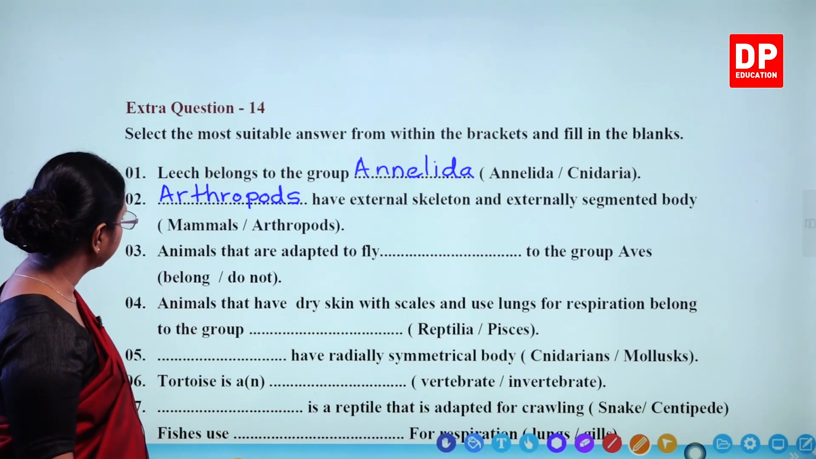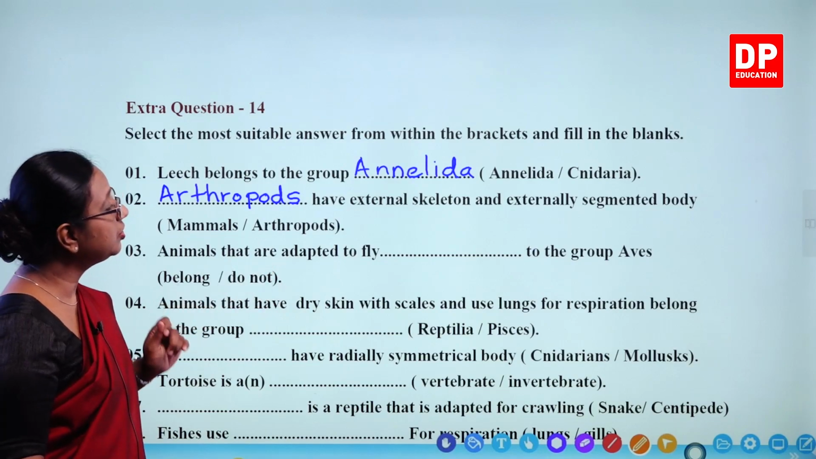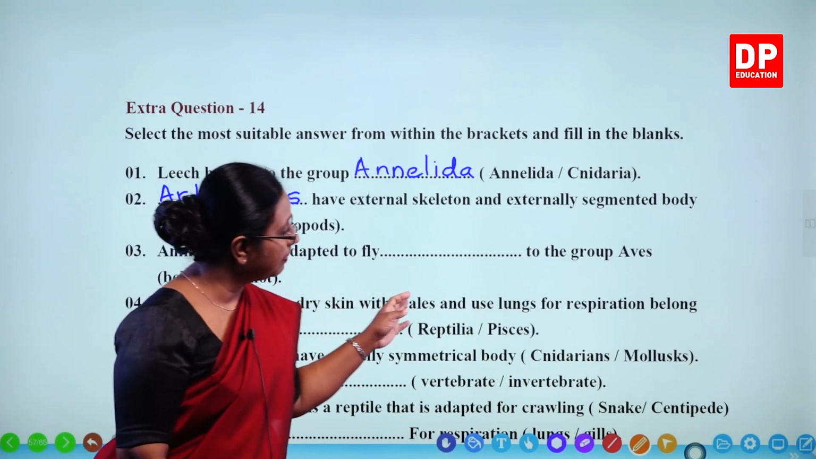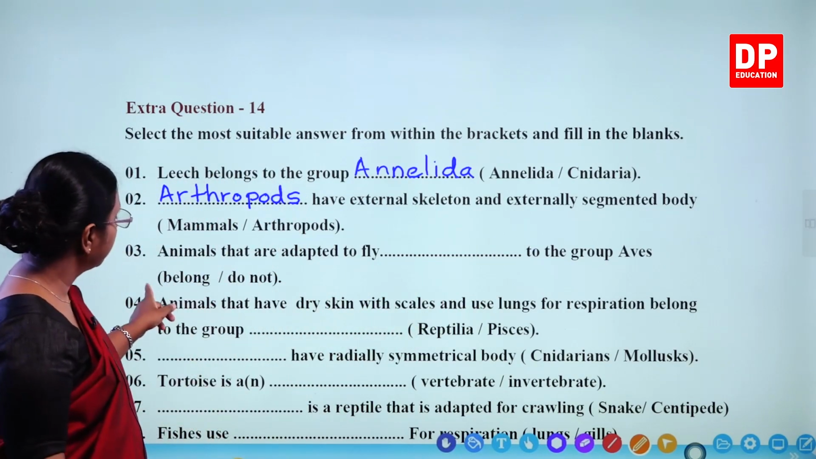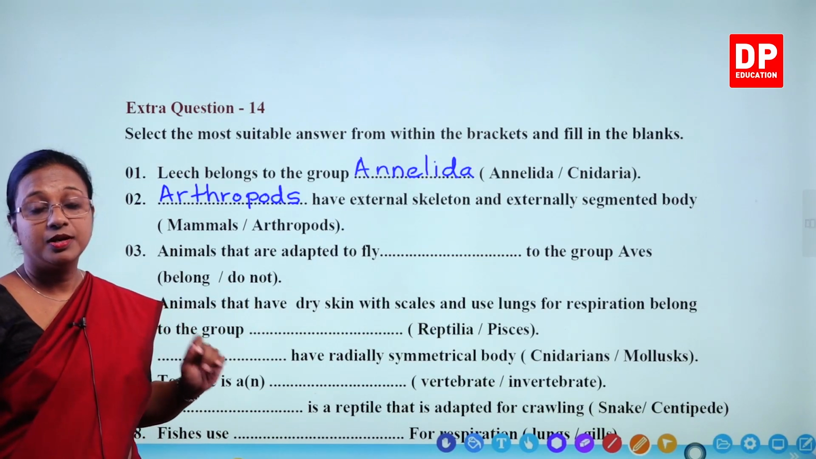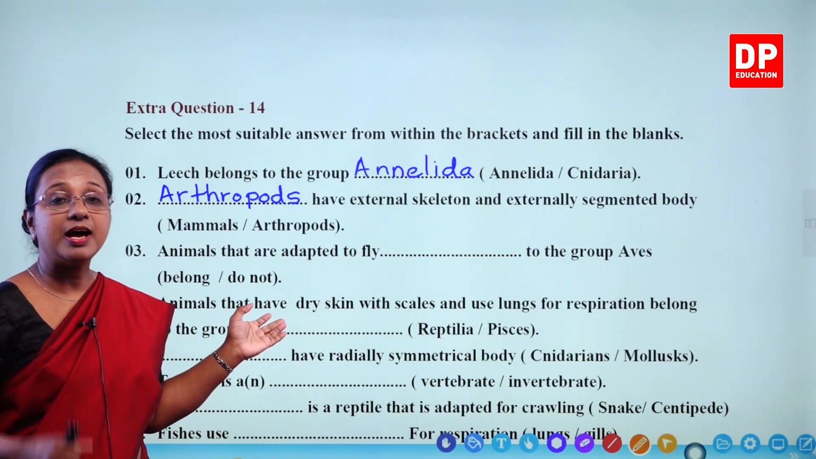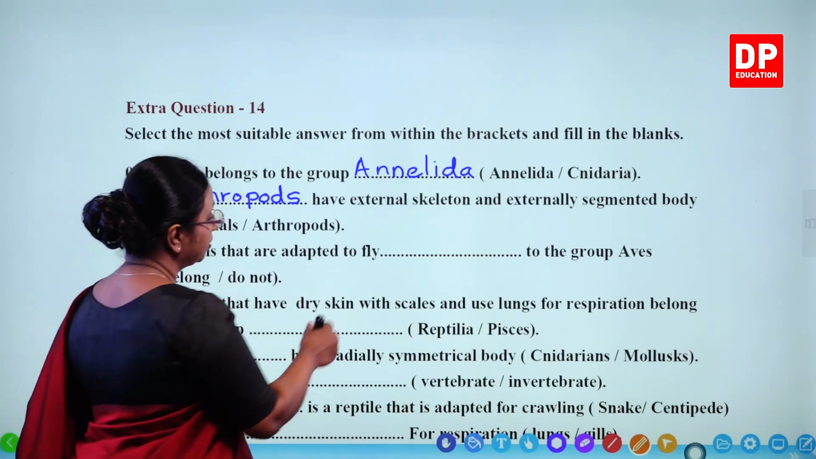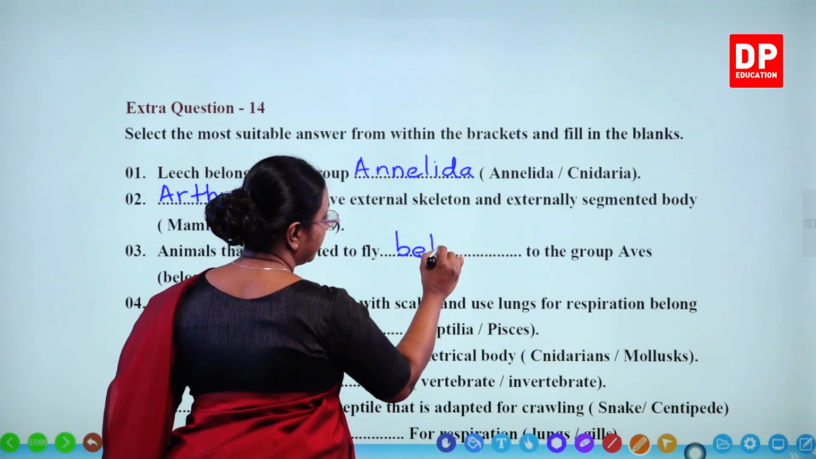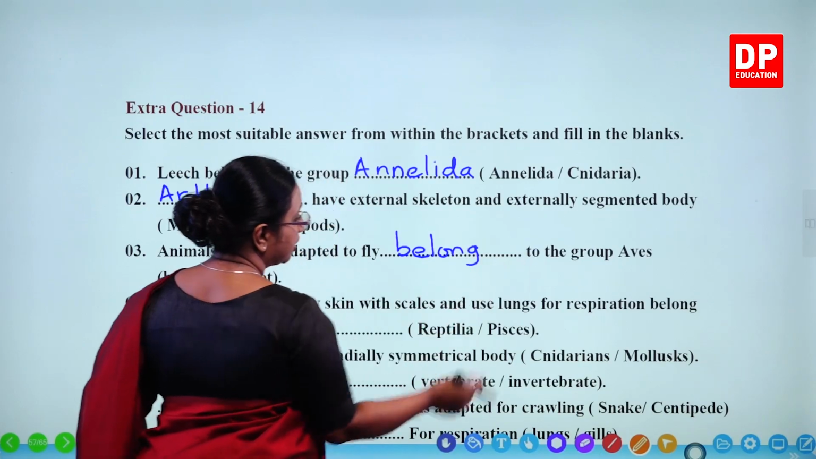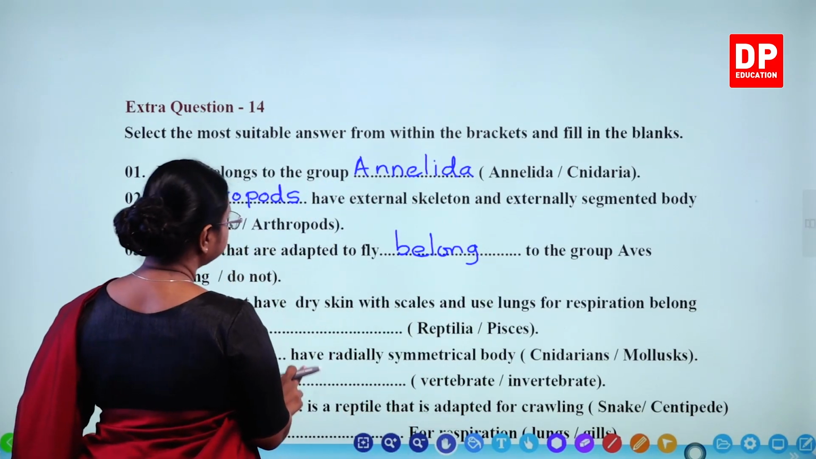Then the third one, animals that are adapted to fly blank to the group Aves. Belong or do not belong. Animals that are adapted to fly are the birds and they belong to the group Aves. So they belong to the group Aves.